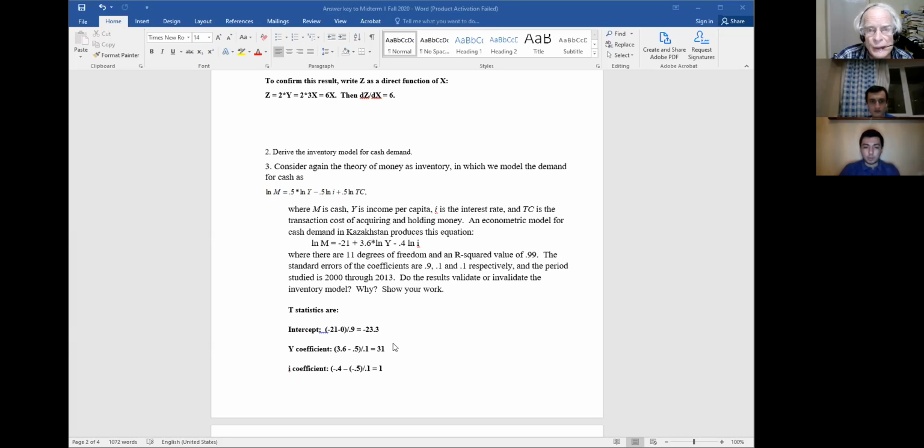When we are accepting or rejecting the inventory model, do we always range the answer between -2 and 2? Oh, that's a good question. No, yes and no.